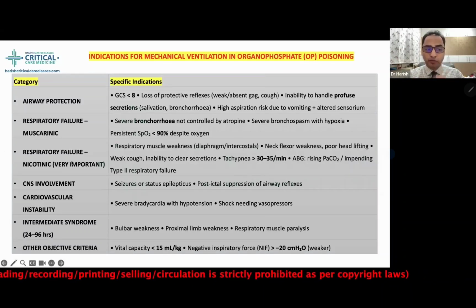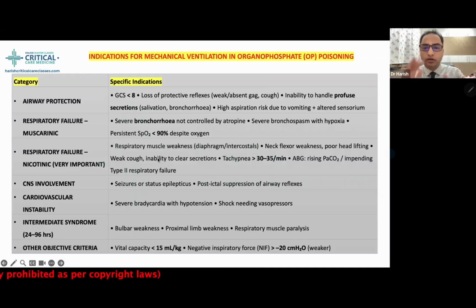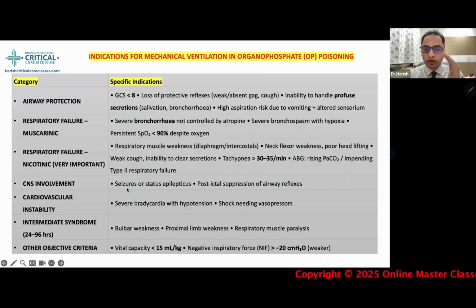Or if the patient is having respiratory failure with nicotinic manifestation, like respiratory muscle weakness, diaphragm, intercostal weakness, neck flexor weakness, poor head lifting, weak cough, inability to clear the secretion. Tachypnea, like respiratory rate of 30 to 35 per minute. ABG showing type 2 respiratory failure or impending type 2 respiratory failure with rising PCO2. CNS involvement like convulsion, status epilepticus, post-ictal suppression of the airway reflexes.